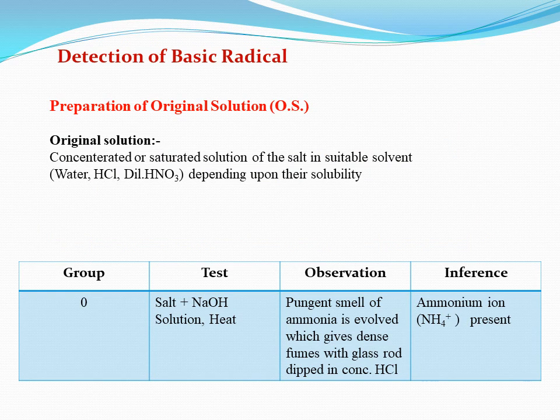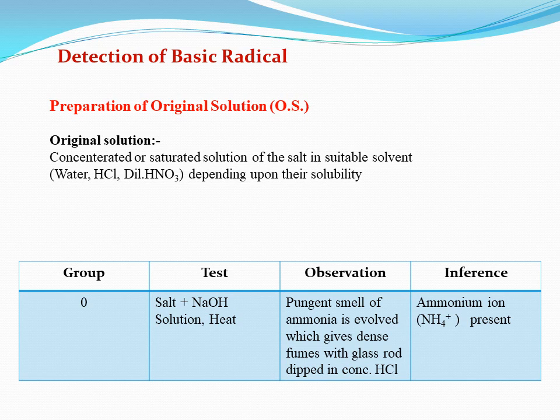Now let's move to the next part, that is detection of basic radicals. As I told you in the previous video, original solution is required to test from first group onward. So prepare original solution, and for zeroth group there is no need of original solution. So first do the test for zeroth group.